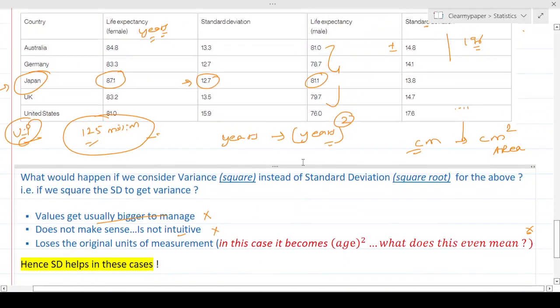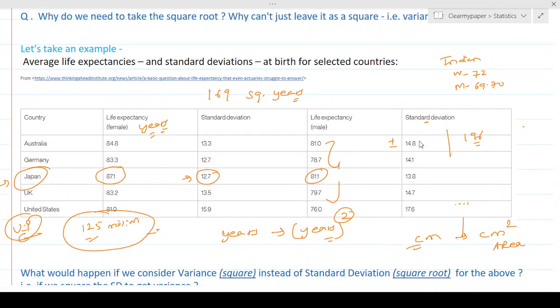Secondly, it makes sense also because 14 years is something we can imagine. Okay, someone can live up to 100 years. 81 plus 14 is going to be 95. So we can still comprehend the meaning of that.